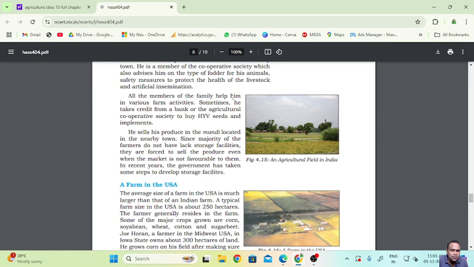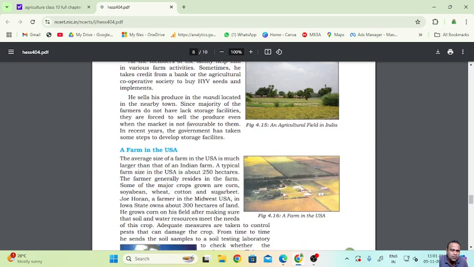As the members of the family help in various farm activities, sometimes he takes credit from a bank or the agricultural cooperative society to buy HYV seed and implements. He sells his produce in the mandi located in the nearby town. Since the majority of the farmers do not have storage facilities, they are forced to sell the produce even when the market is not favorable to them. In recent years, the government has taken some steps to develop storage facilities. So this is an example of a developing country.